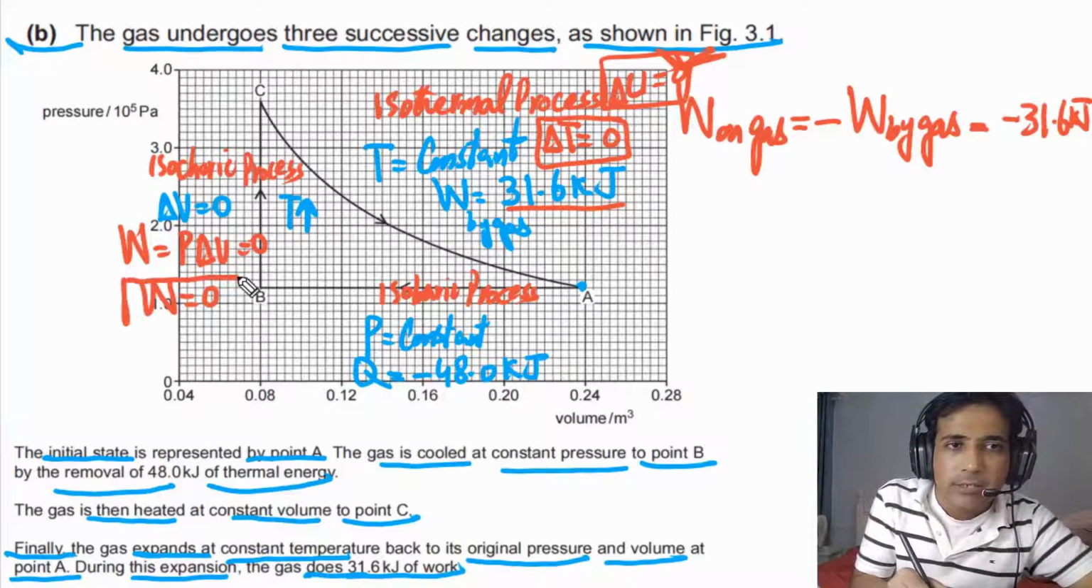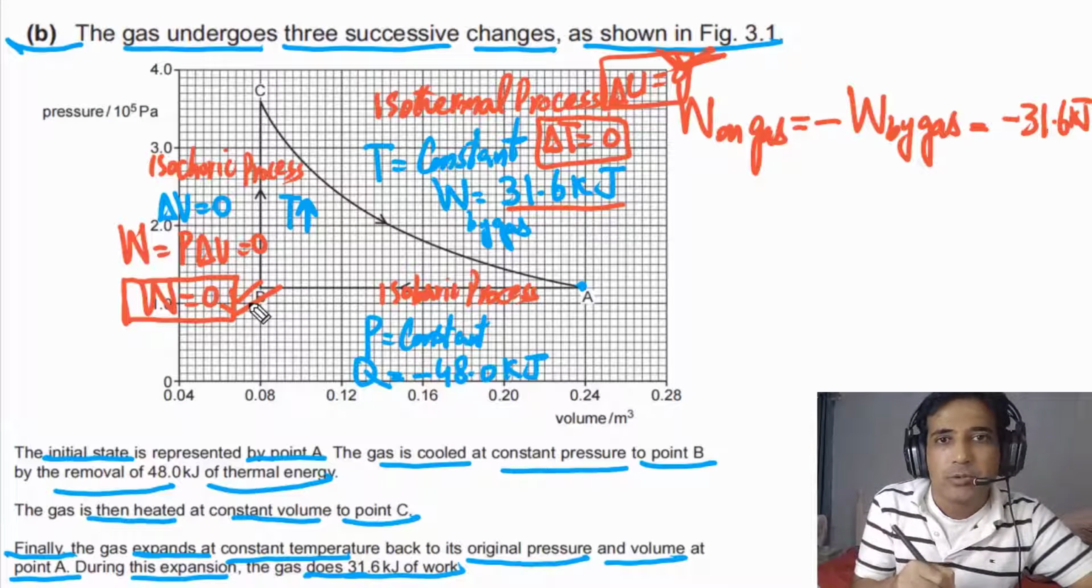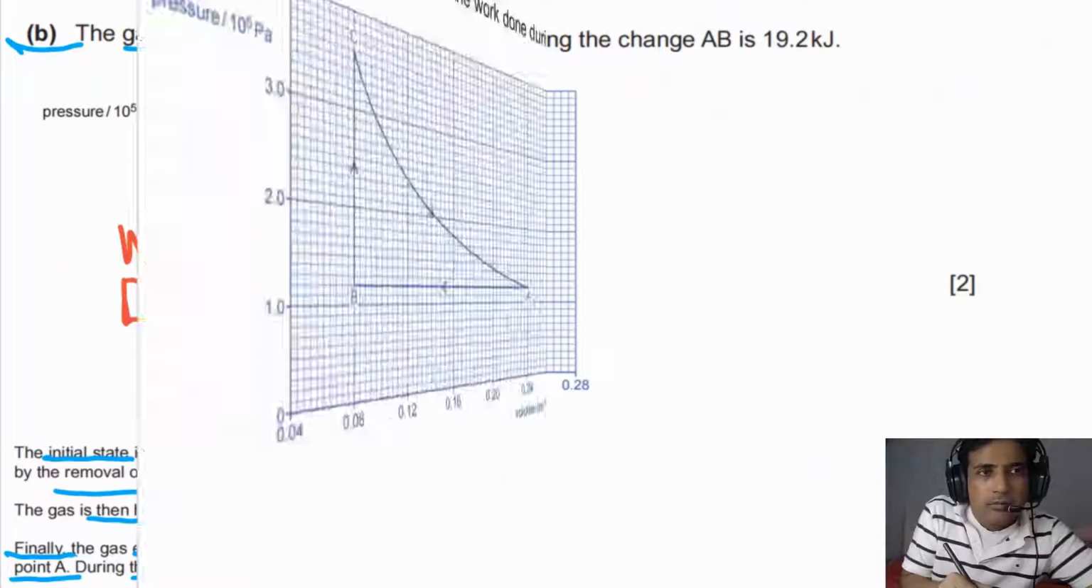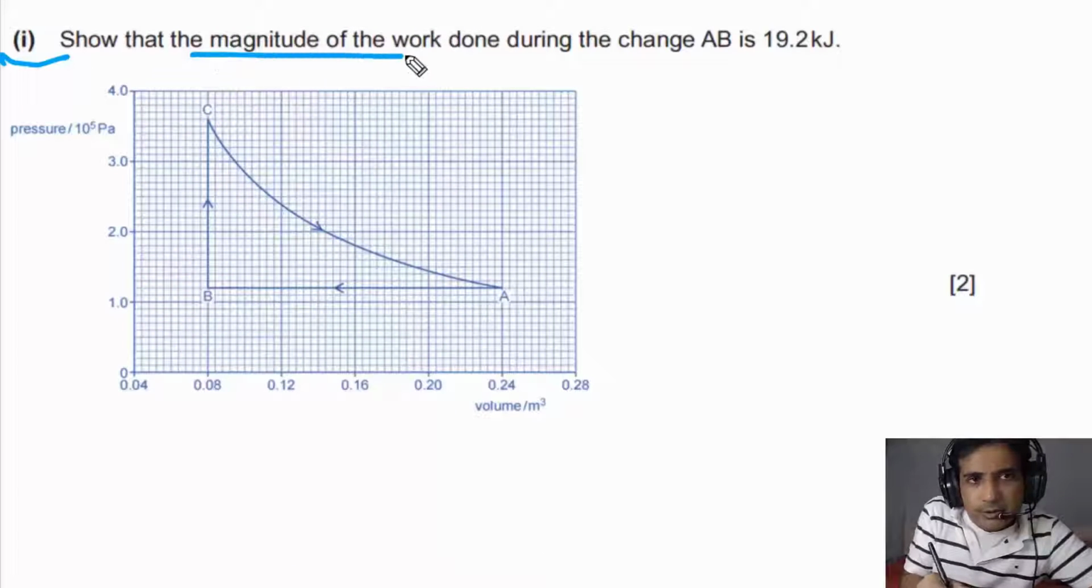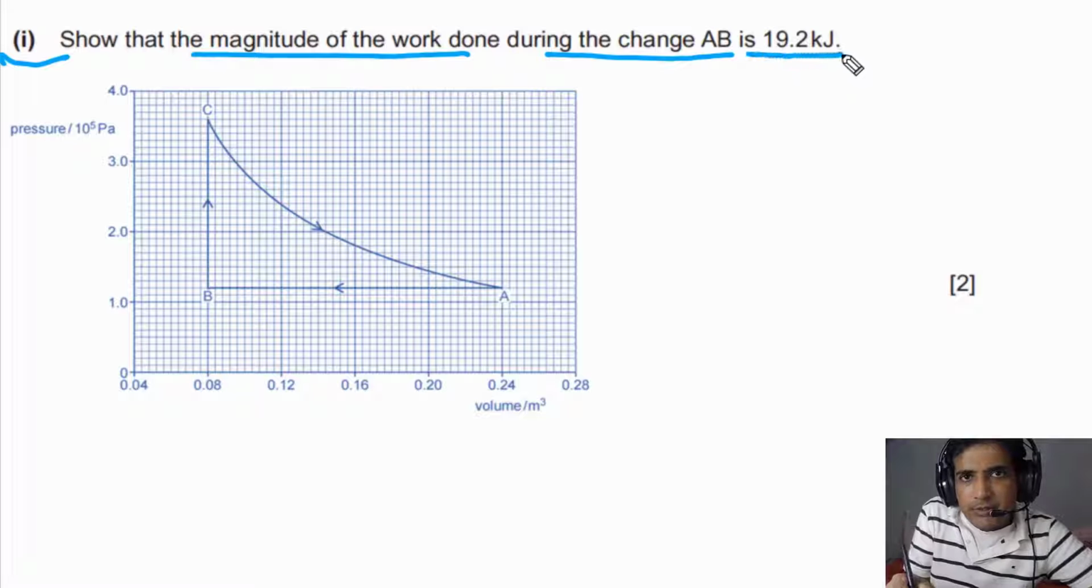And this is also a very important point. You need to understand if volume remains constant, work done is equal to 0. So this is a very important one. We will be using this one later. For part 1, we need to show that magnitude of the work done during the change AB is equal to 19.2 kilojoules. Means the work done between these 2 points.